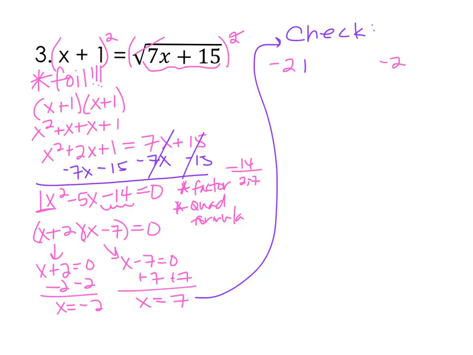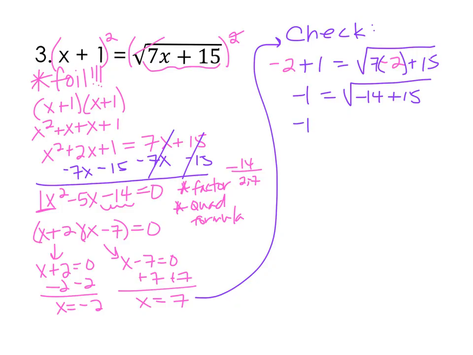So I have negative 2 plus 1 equals square root of 7 times, I got that to work. Nice. 15. Here's where we run into an issue. Negative 2 plus 1 on the left-hand side is negative 1. On the right, we have square root of 7 times negative 2, which is negative 14, plus 15. So we have negative 1 equals square root of 1.